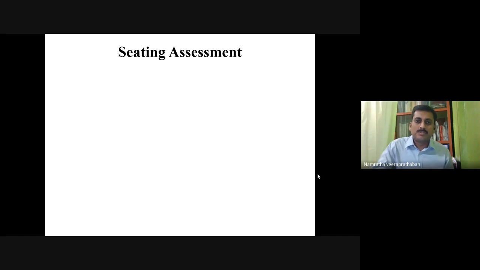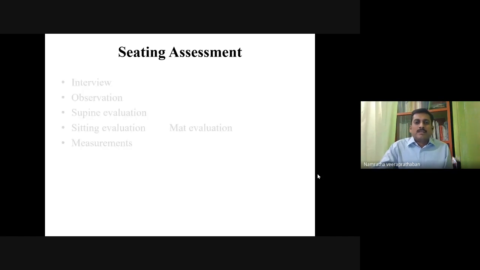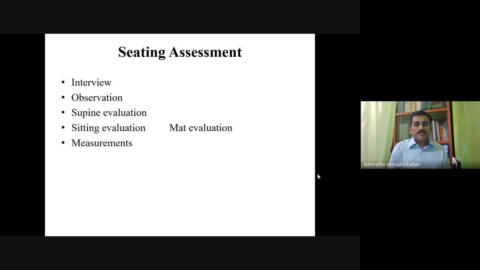Now let's go to the seating assessment. Okay. Seating assessment involves the following steps. It starts with an interview, and it goes to an observation, and it goes to supine evaluation. Then it goes to sitting evaluation. Both supine and sitting evaluation, we call it mat evaluation. And then finally, it is for measurements.